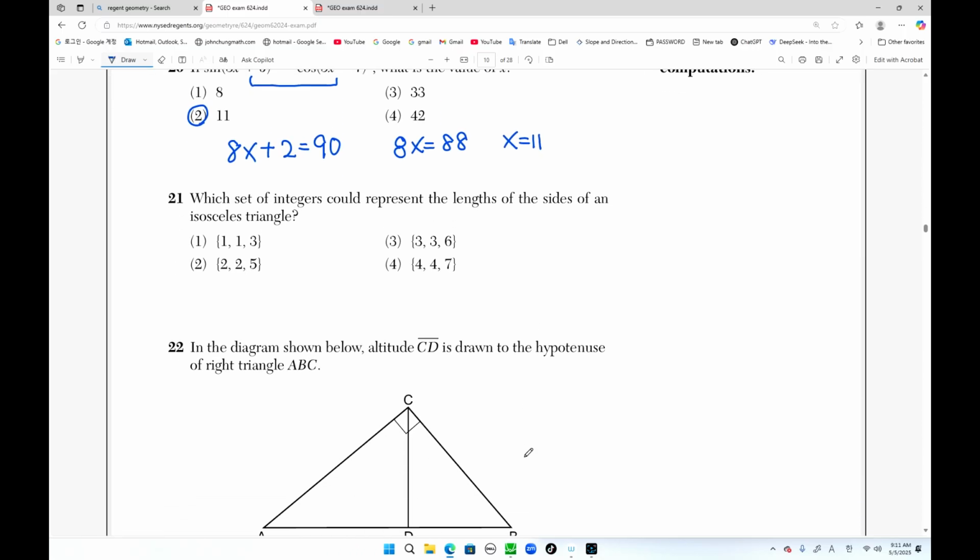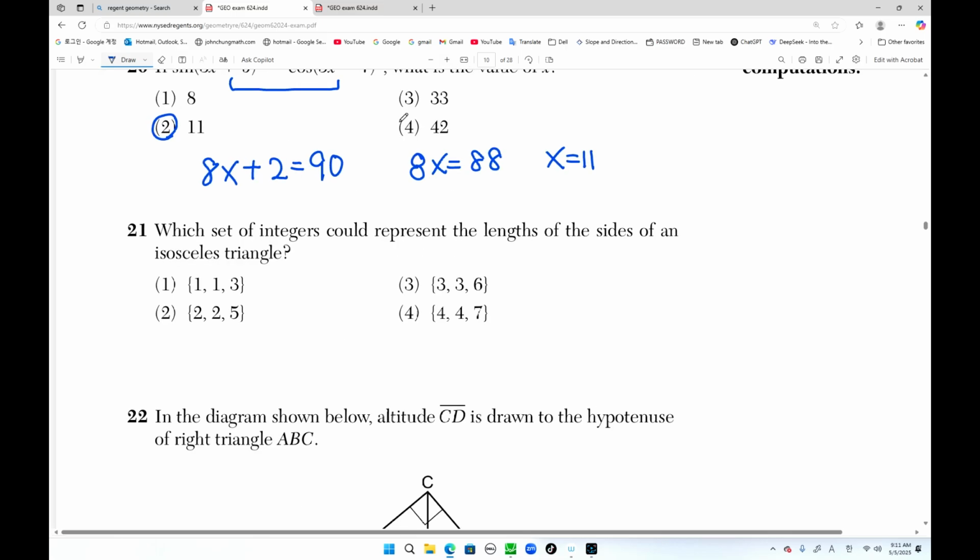Which set of integers could represent the lengths of the sides of an isosceles triangle? When you look, they are isosceles, two sides are equal, right? But you should satisfy the inequality of a triangle. What is the triangle inequality if you have sides A, B, C? You can choose any side. If you choose B, B should be less than A plus C, the sum of the other two sides, and greater than the difference of the other two sides. So you check this one.